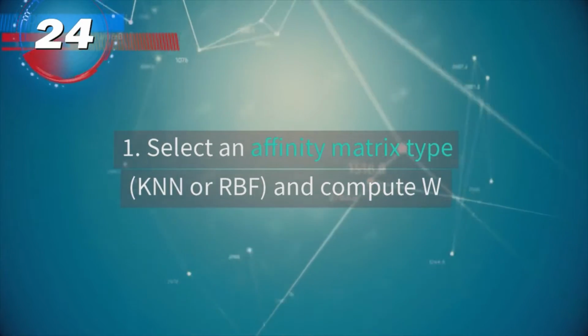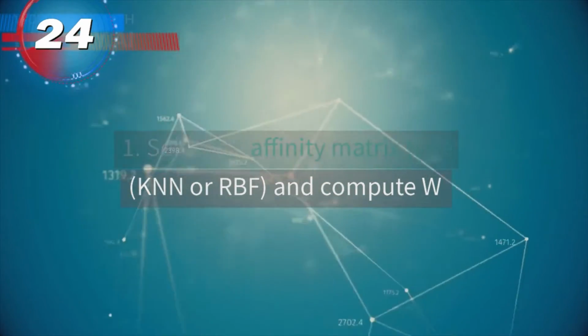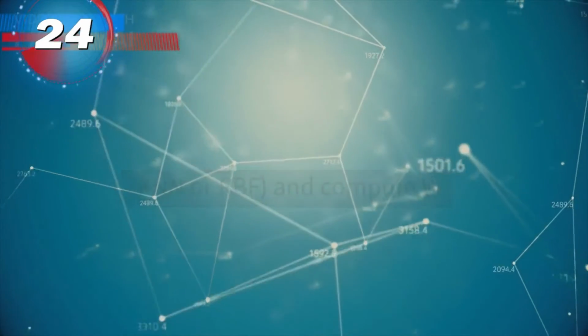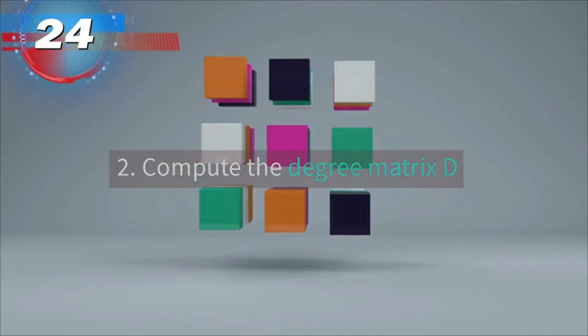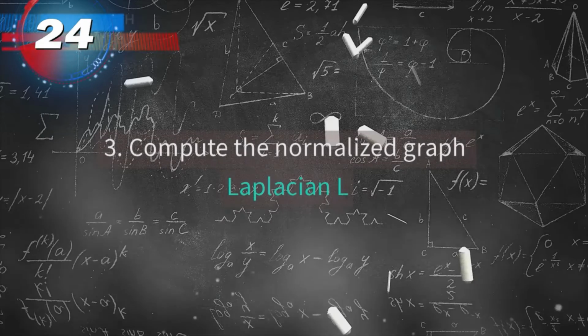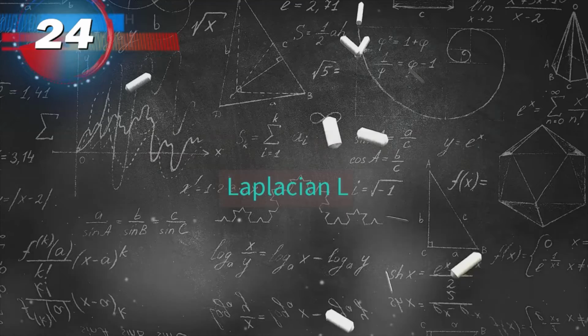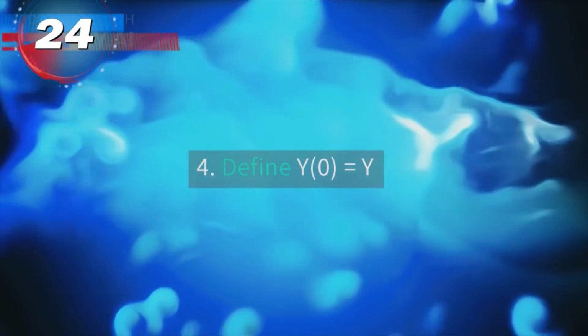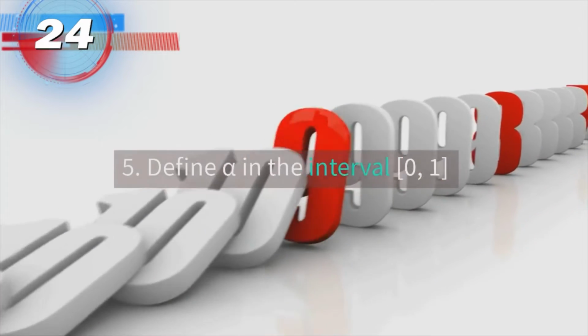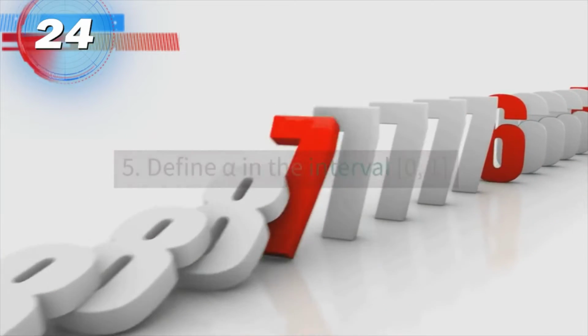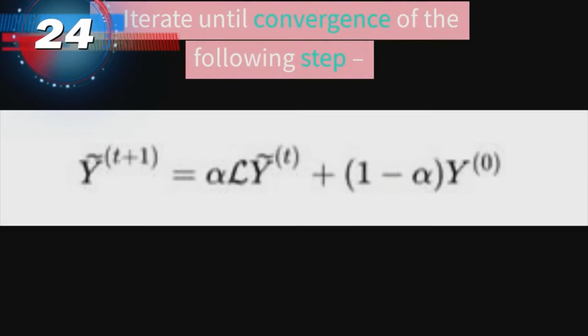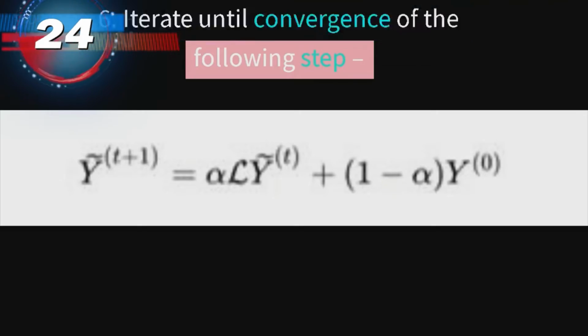1. Select an affinity matrix type, KNN or RBF, and compute W. 2. Compute the degree matrix D. 3. Compute the normalized graph Laplacian L. 4. Define Y0 equals Y. 5. Define alpha in the interval (0, 1). 6. Iterate until convergence of the following step.